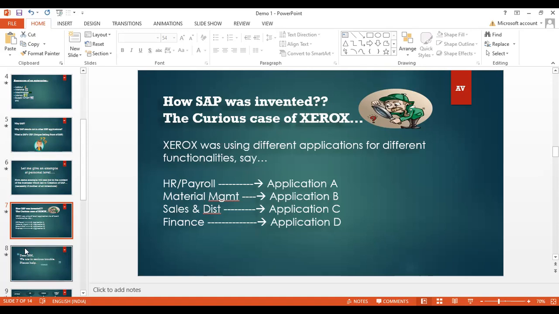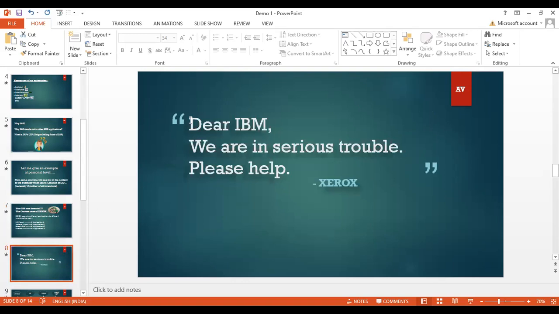So Xerox went to IBM and said, see IBM, now we are in very serious trouble and facing a lot of issues while compiling and consolidating the data from the different applications. We have these applications, but we have a lot of difficulties compiling all the data. Can you do something for us? Can you please give us a solution which would solve our problem? To that, IBM said, okay, I'll do something for you. We'll create one solution for you and start working on it.